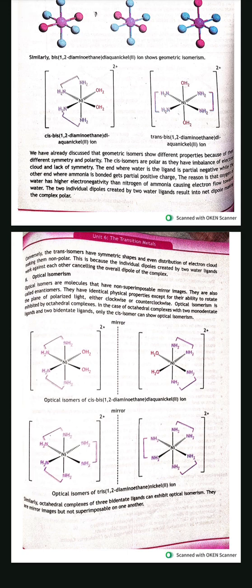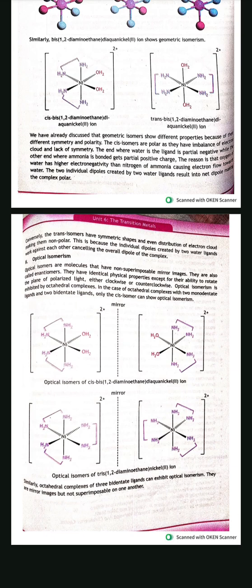The reason is that oxygen of water has higher electronegativity than nitrogen of ammonia, causing electron flow towards water. The two individual dipoles created by the two water ligands result in a net dipole, making the complex polar. Conversely, the trans isomers have symmetric shapes and even distribution of electron cloud, making them nonpolar. This is because the individual dipoles created by the two water ligands work against each other, cancelling the overall dipole of the complex.